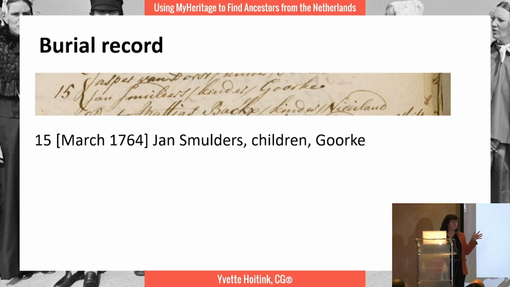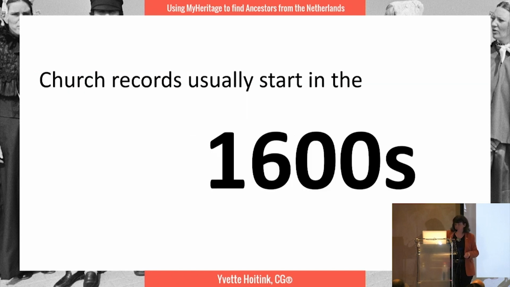And I knew there were 10 people who died with this name in this period, but I knew from other records that he must have died somewhere in 1764, and this was the only one who died who had children. So that really proved that this was the right one. But by itself, this record is too uninformative to know whether this is the right person. Church records usually start in the 1600s, so you can go back quite a way.